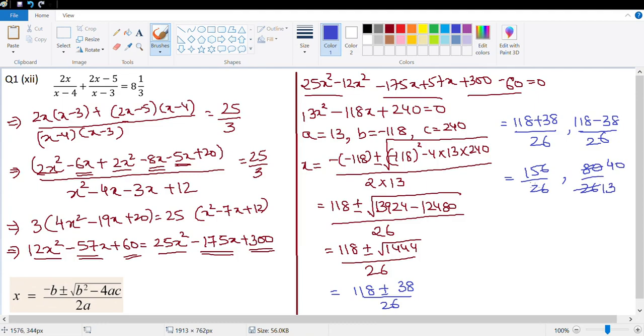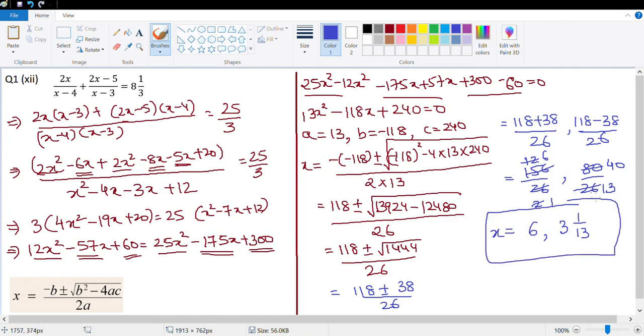Next, this is 13 into 2. Yes, that's 13 into 2. And 13 into 1, 13. 26. So that's 12. 2 into 1, 2 into 6. So the answer is 6 or 40 by 13, which will be 13 into 3, 1 upon 13. So these are the two values of x.